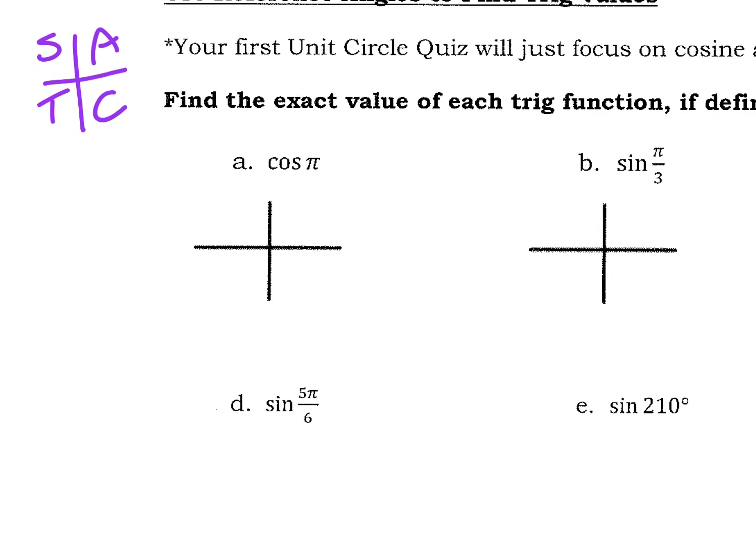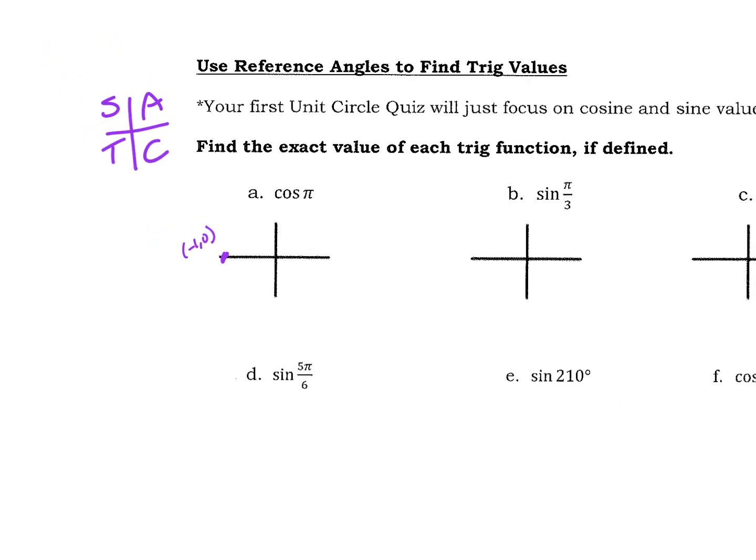So cosine of pi. Well, we know that pi radians is at this particular location, and that the coordinate point at that location on the unit circle is -1, 0. And so to find our cosine value, we want to look at the x coordinate. That tells us that the cosine of pi is equal to -1.